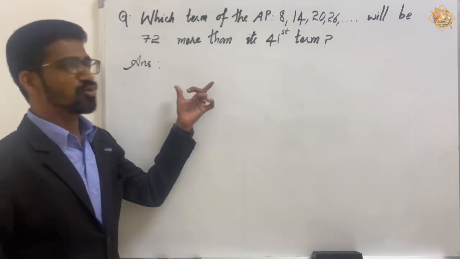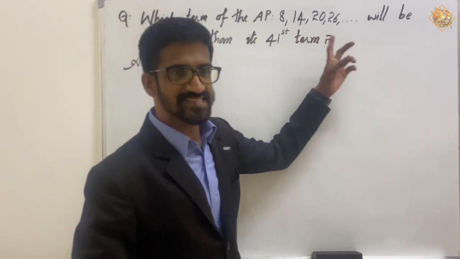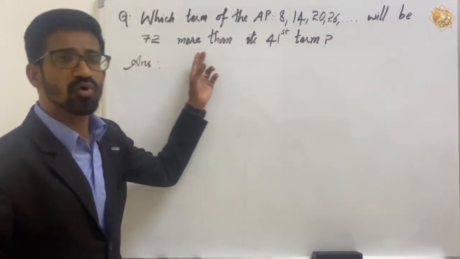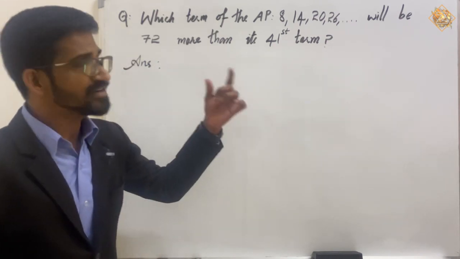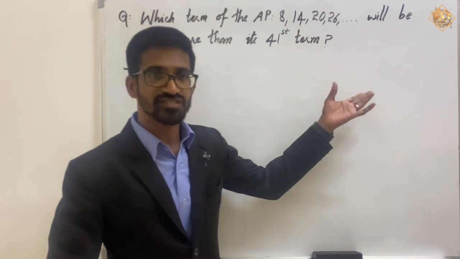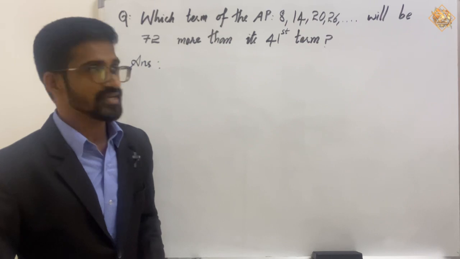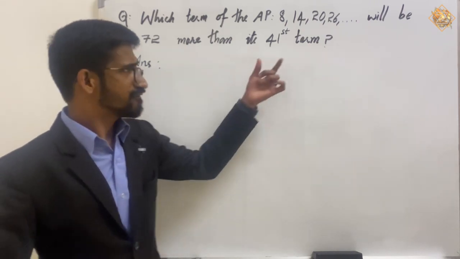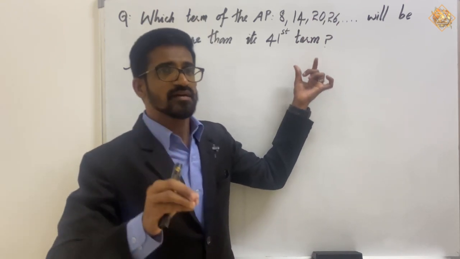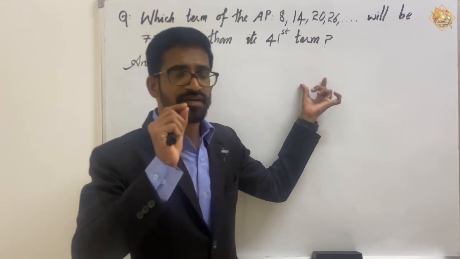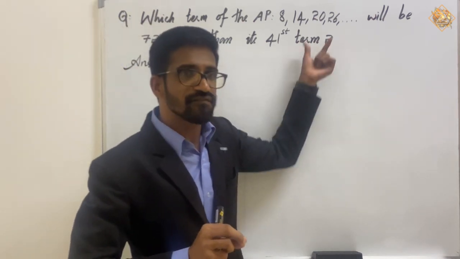Okay, students, now please look at the board. Which term of the AP 8, 14, 20, 26, etc. will be 72 more than its 41st term? An AP is given, and the question is, which term of this AP will be 72 more than its 41st term? So first we have to find the 41st term, isn't it? So first we will find the 41st term of the AP.